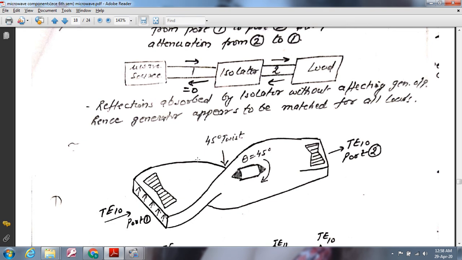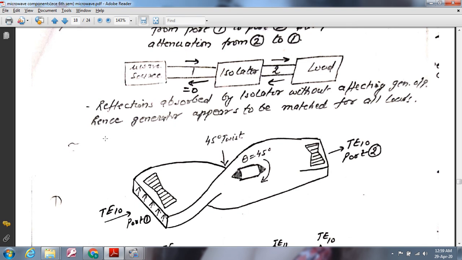But these reflected waves should not be allowed to reach the microwave generator, which would cause amplitude and frequency instabilities of the generator. When an isolator is inserted between the generator and the load, the generator is coupled to the load with zero attenuation, and reflections, if any, from the load side are completely absorbed by the isolator without affecting the generator output. Hence, the generator appears to be matched for all loads in the presence of the isolator, so that there is no change in frequency and output power due to variation in load.